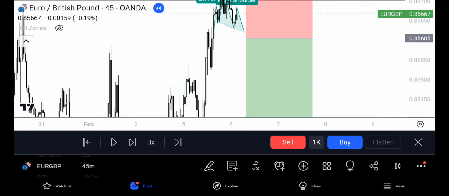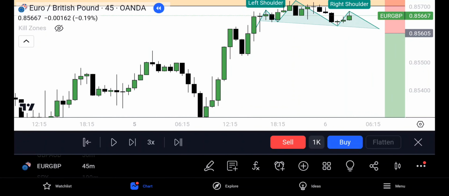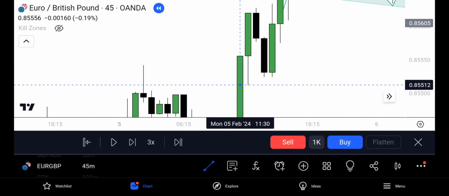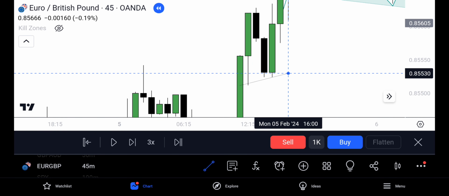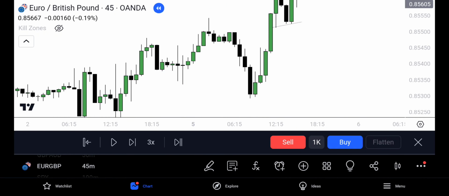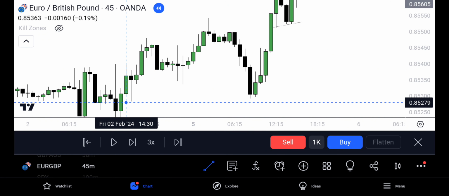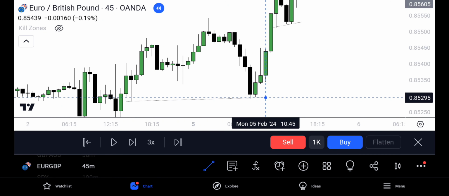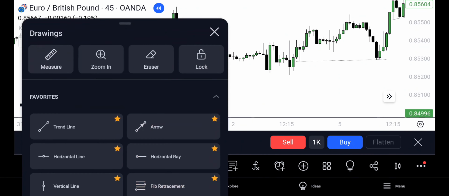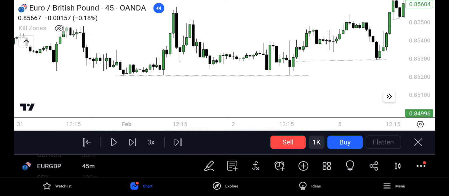And so you can see from that level there, the moment price formed the right shoulder, the next thing I looked out for is what? Liquidity. And if you look closely here, you will see equal low liquidity. These concepts are being taught in the Golf Club Comprehensive Forex course, right? So you can see the first equal low liquidity right there. Another equal low liquidity standing out here is this one here. Relatively equal low liquidity right there. And the last one is this one here. You can see this one is relatively equal, right?